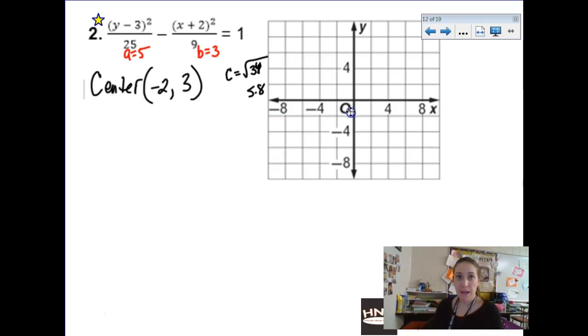So, I am going to just mark that, I think. So -2, 3 would be right here for my center. And then, this is a vertical hyperbola, so 5 units up and down. Alright, so it's counting by 2s. So 1, 2, 3, 4, 5 will be up here. And then 1, 2, 3, 4, 5 down here. And then 3 units in the horizontal direction. 1, 2, 3. 1, 2, 3. And drawing the auxiliary box in.